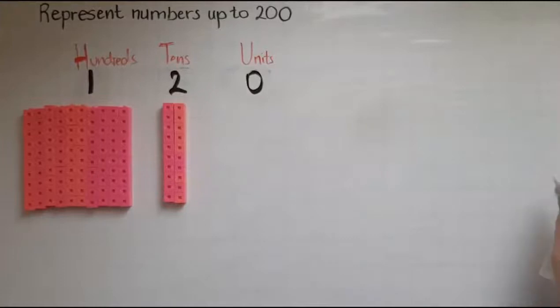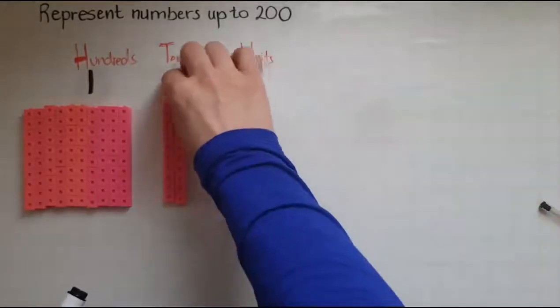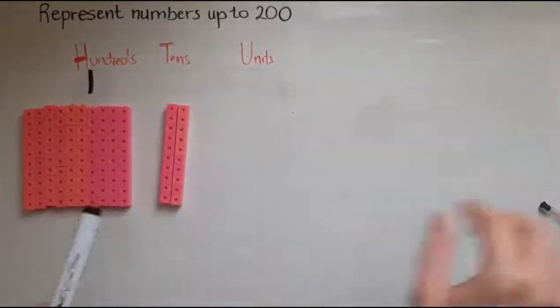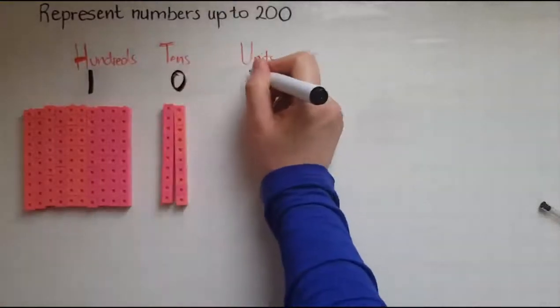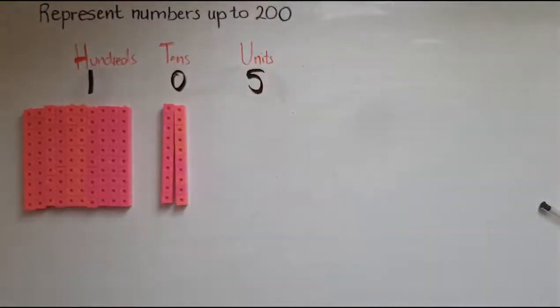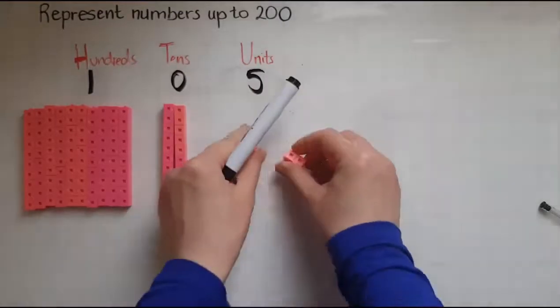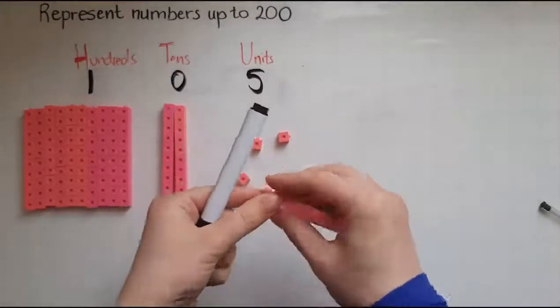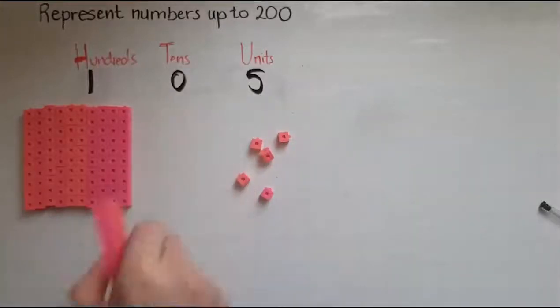What would I do to represent the number 105? So 105. That suggests that I've got 5 single cubes. 1, 2, 3, 4, 5. And I've got no 10s. So this is how I represent 105.